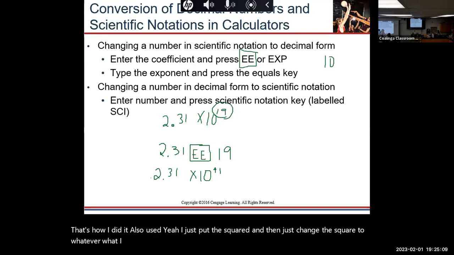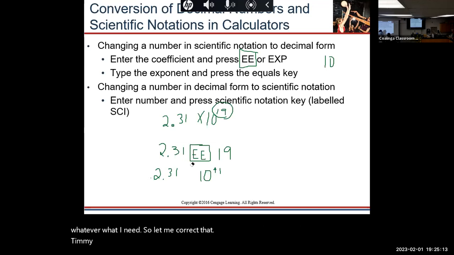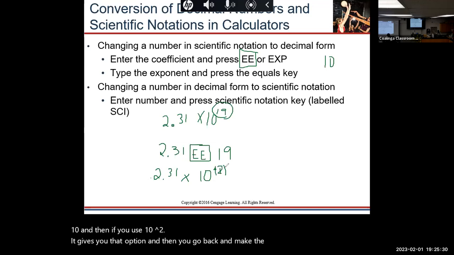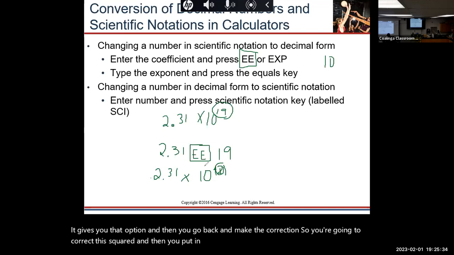Yeah, I just put the square. So let me correct that. Hold on. So I put 2.31, and then I'll go times 10. And then if you use 10 squared, it gives you that option, and then you go back and make the correction. So you're going to correct this squared, and then you put in the value that you want.